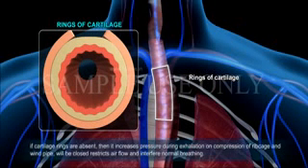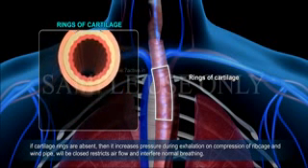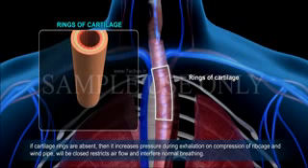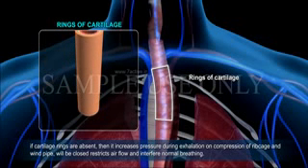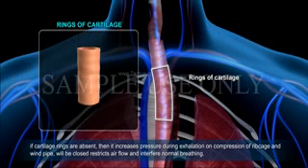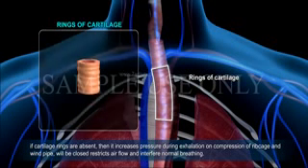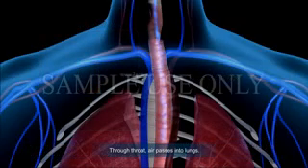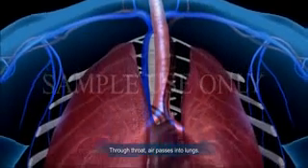If cartilage rings are absent, then pressure increases during exhalation on compression of the rib cage, and the windpipe will be closed, restrict airflow, and interfere with normal breathing. Through the throat, air passes into the lungs.